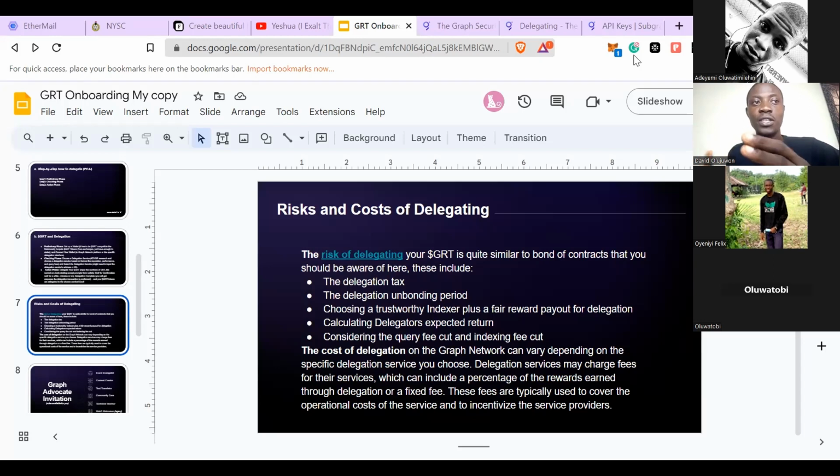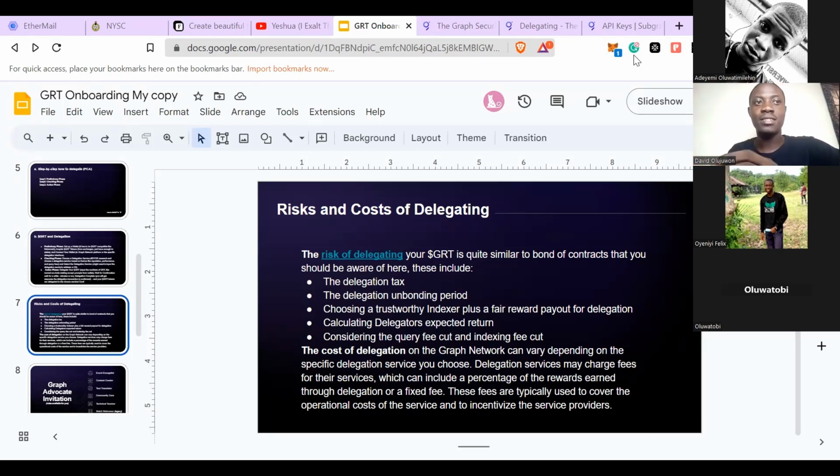Delegation services may charge fees for their services, which may include a percentage of the rewards earned through delegation or a fixed fee. So it might be that there's a fixed fee of, let's say, 100 GRT for staking. 100 GRT might cost about $7. I'm just giving an assumed figure, and they might just be leaving it to the ratio of the GRT token you're staking, right? So the more the GRT token, that will be based on a particular constant that will define the amount of fee you're going to be paying. Is that simple? I'll be on the same page.